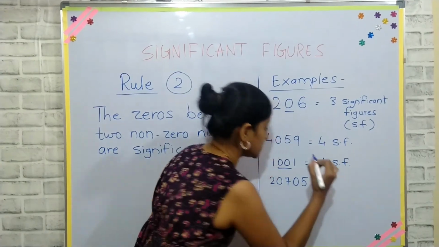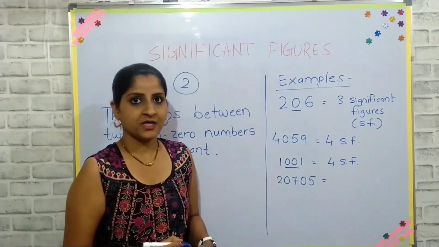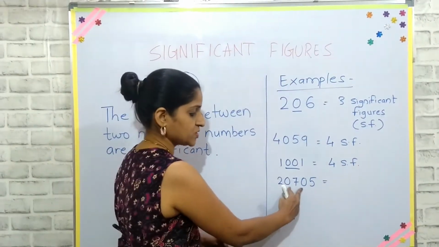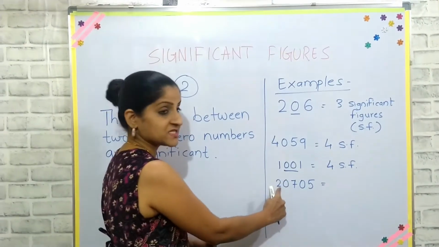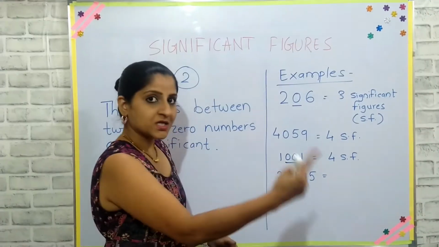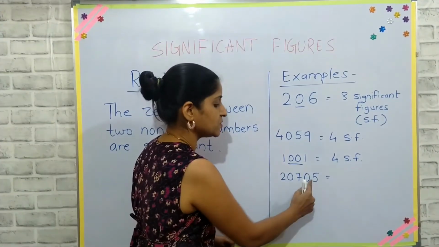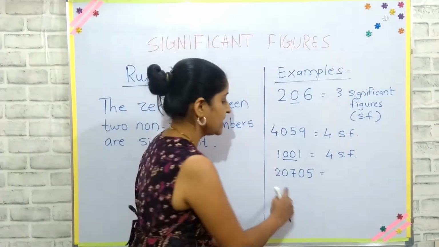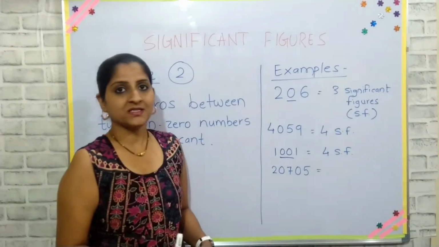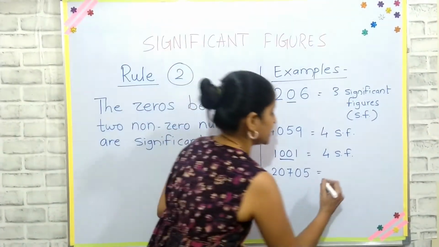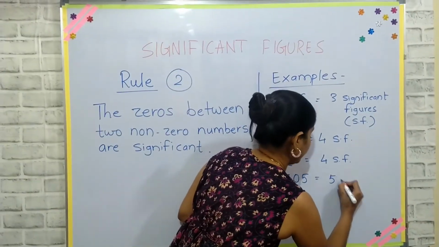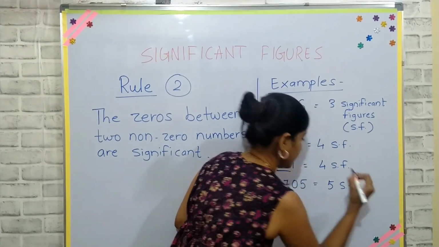20,705. In this again there are 2 zeros. One 0 is placed between 2 and 7. Another 0 is placed between 7 and 5. So both these zeros are considered as significant, and entirely this number 20,705 has 5 significant figures.